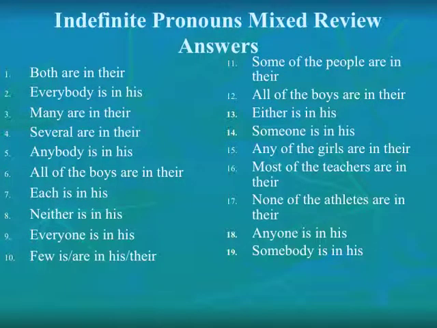Here are the answers. Let's read through and see how you did. Both is plural, so you choose are and their. 2, everybody is singular, is and his. 3, many is plural, so choose are and their. 4, several is plural, so choose are and their. 5, anybody is singular, choose is and his.